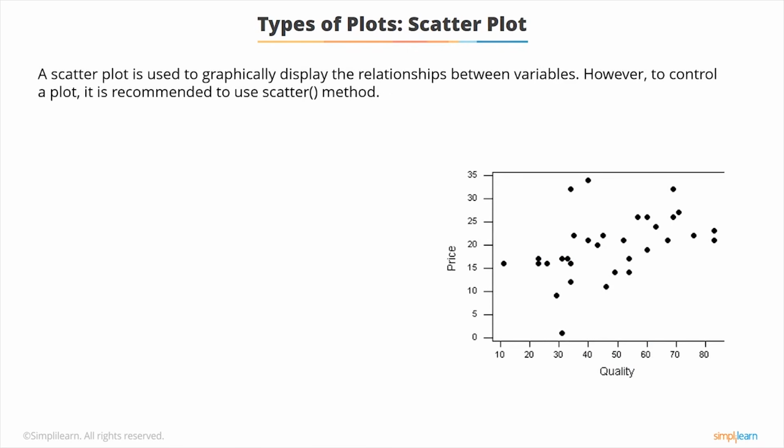Scatterplots. A scatterplot is used to graphically display the relationship between variables. A basic plot can be created using the plot method. However, if you need more control of a plot, it's recommended that you use the scatter method provided by Matplotlib library. It has several advantages.